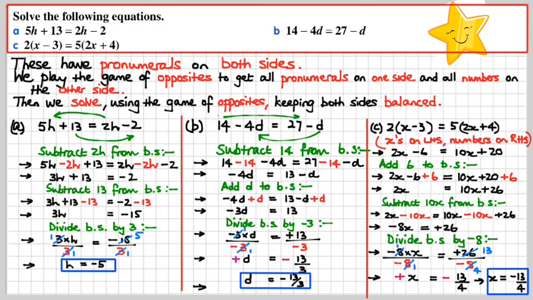Very good, that's it. And you're a star, huzzah, and you'll go far, if you do plenty of practice, you will. So, do you get it? The rules are very simple. You just play the game of opposites, keeping the scales always balanced until you get the pronumeral that you want on his own as the last man standing on one side of your equation.